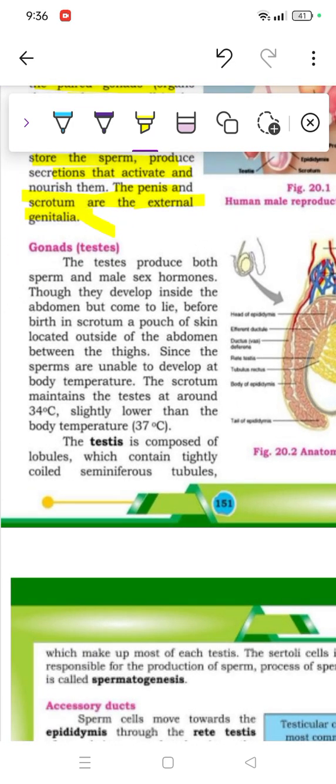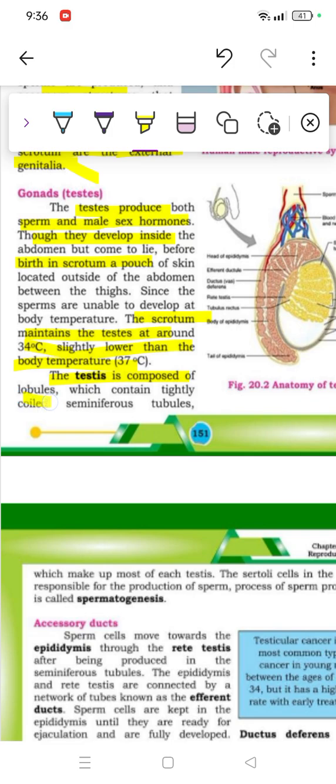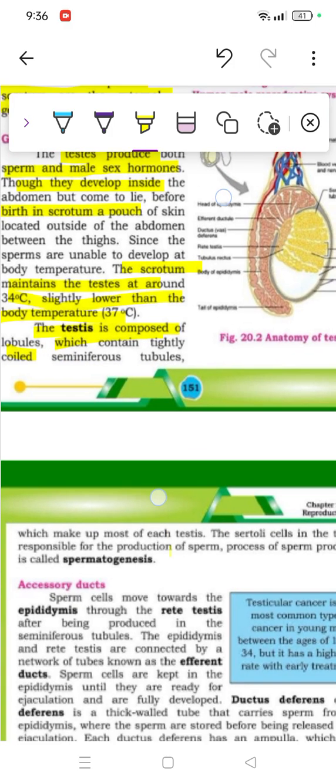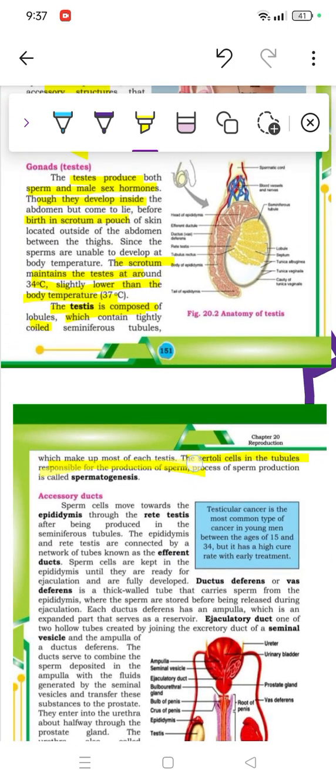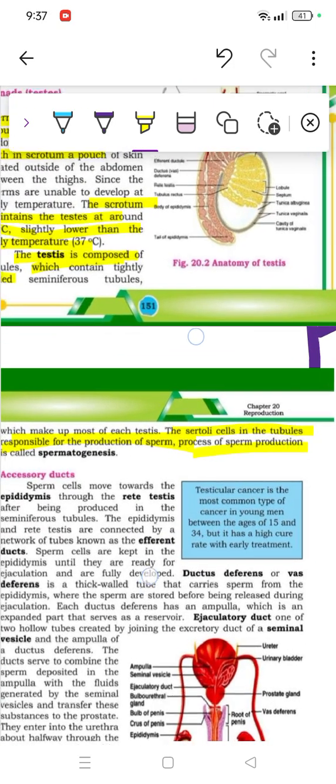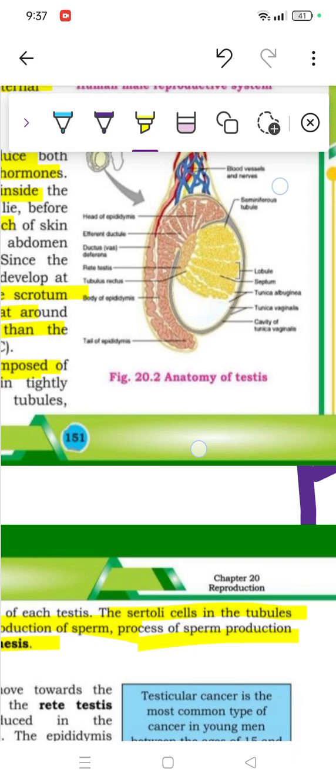Then come the gonads, also called the testes. The testes produce sperm, like the male sex organ, though they develop inside the abdomen. The scrotum maintains the testes at around 34 degrees Celsius, slightly lower than body temperature. The testis is composed of lobules, which contain seminiferous tubules. Sertoli cells are present, responsible for the production of sperm and the spermatogenesis process. Here you can see the diagram.